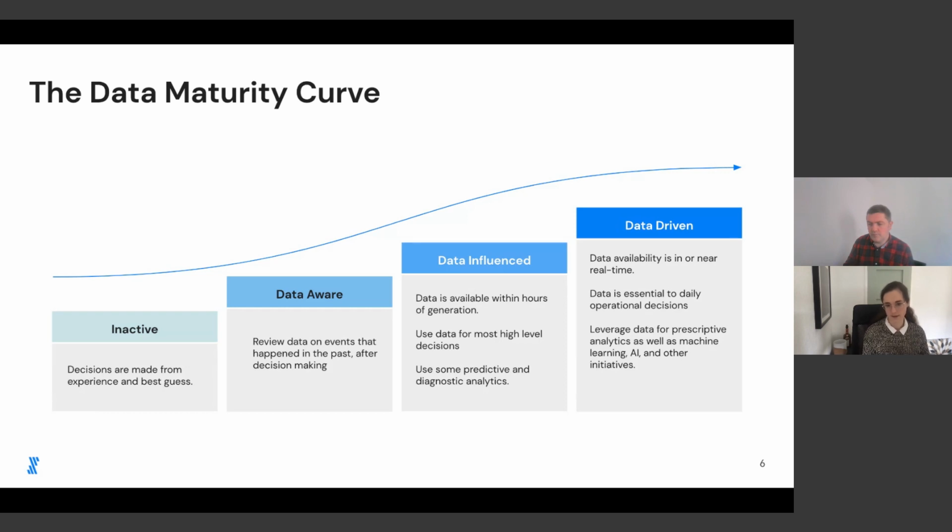And then finally, being truly data driven is that data is available in or near real time, or as I like to talk about it, data is available when you need it. So when you're going to do that self-serve analytics, or when you're going to look at the data to make a decision that you need to make, that data is available, it's up to date, and it's fresh for you to make that.